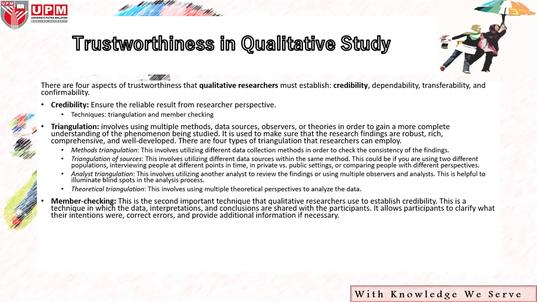Okay, so it allows participants to clarify what their intentions were, correct errors and provide additional information if necessary. So this method, if you use it in your study, you need to state clearly, kena mention clearly dalam your chapter 3. Okay, credibility boleh guna dua, triangulation and member checking.